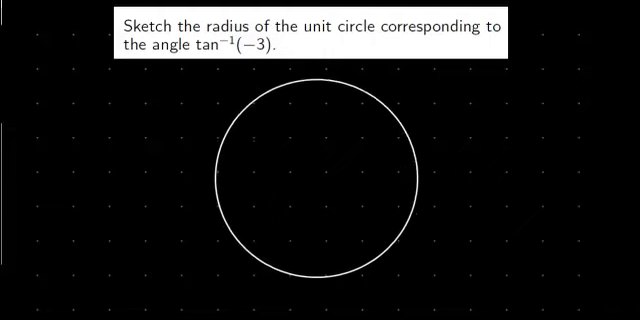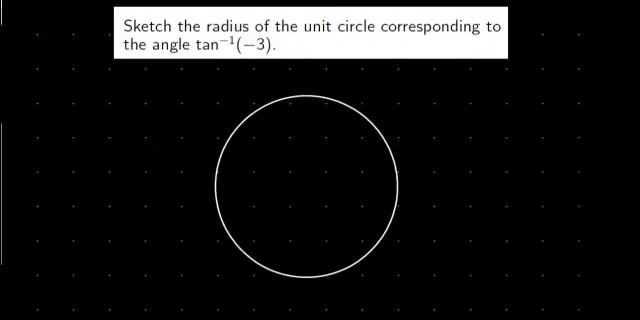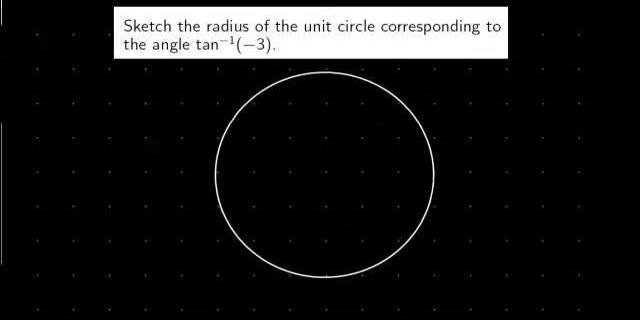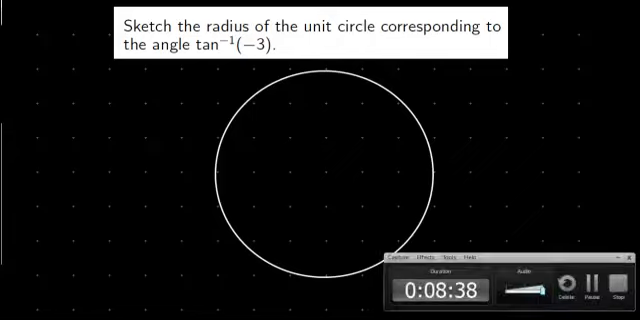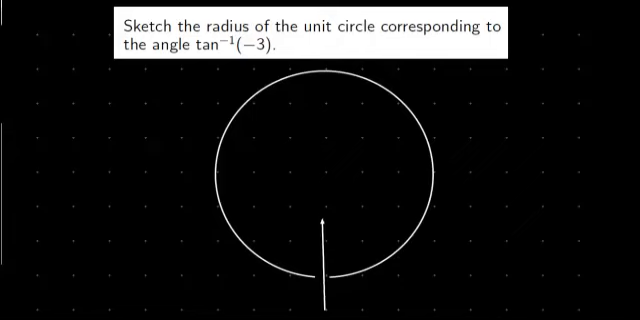So one more example here. Sketch the radius of the unit circle corresponding to the angle inverse tangent of negative 3. So let's draw a circle for this one. Up there. How are we looking? We're looking good on time.